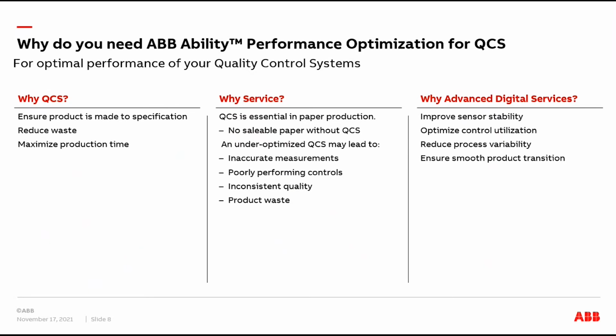With the QCS, we can definitely reduce the waste and maximize the production time. And with the service of the QCS, we can make a sellable paper. We can optimize the QCS. We can improve the quality. We can reduce the product waste. But with the digital services, we have sensor stability, control utilization, and process variability and transition, which have their own advantages.